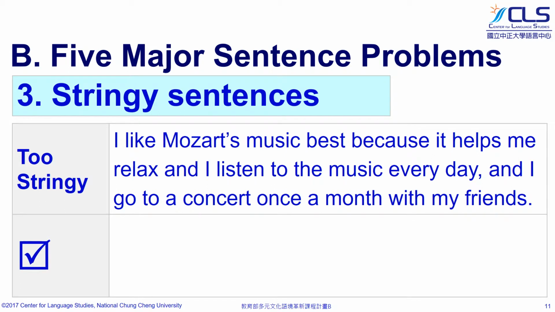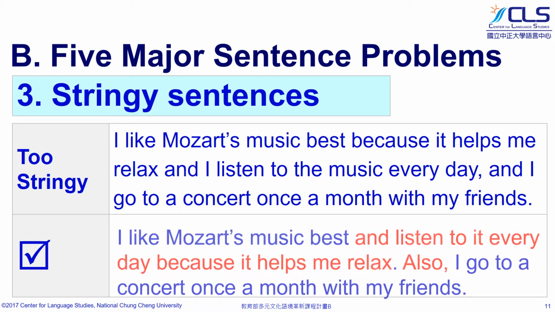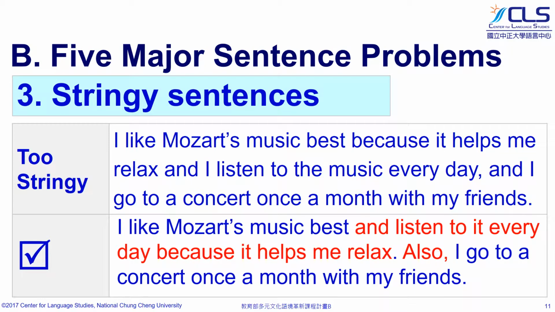For example, to avoid making our audiences feel that the sentences are difficult to comprehend and tiresome to read, we can edit the sentences. As can be seen in the example, we change the order of the 2 clauses, "because it helps me relax" and "I listen to the music every day." Then we combine the clauses with the connector and because. And finally, we add also and a comma and separate the last sentence, "I go to a concert once a month with my friends."